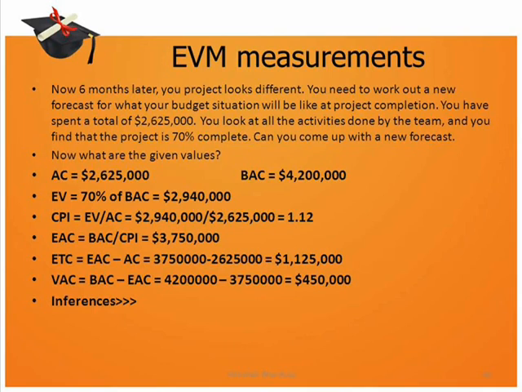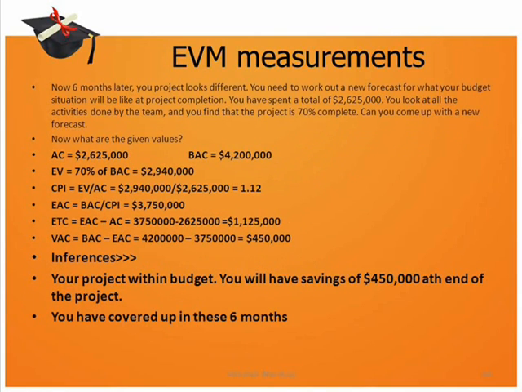Let us see the inferences from these figures, and after the 15th month what is going on in the project. Firstly, since CPI is greater than 1, your project is within budget, and VAC means that you will have a savings of $450,000. If you remember, earlier we would have gone beyond our budget, but now we will be having savings. That means that within these 6 months, after those 9 months, we have actually covered up. So we have shown better performance and hence these favorable results.